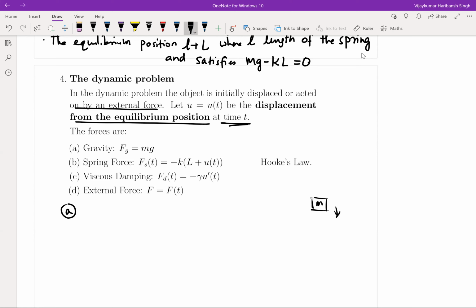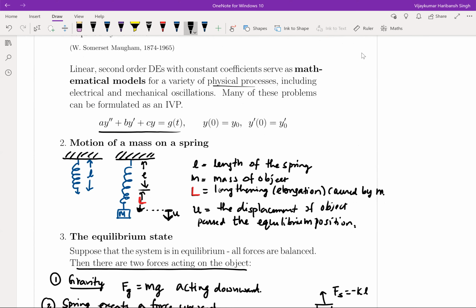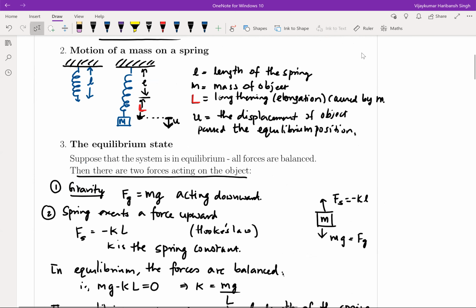Now the spring force, again by Hooke's law, is k times the length, which is L plus u(t), right? Because now the length is not just L, but it is the whole thing now from here to here. So it's L plus u.